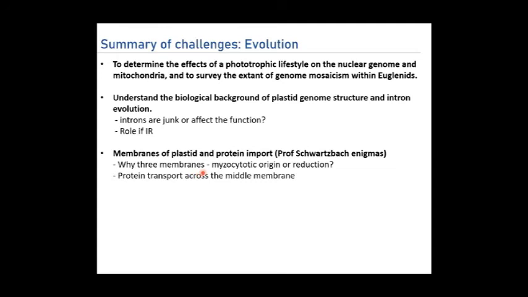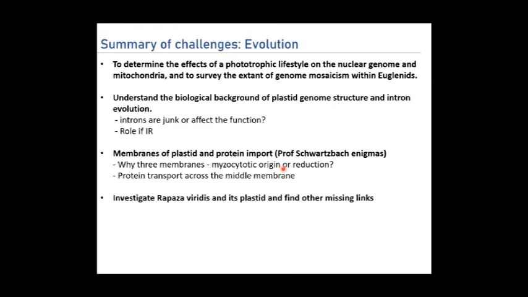Why three membranes, not four as we expected? Did the plastid originate by myzocytosis and have three membranes from the very beginning, or was one membrane reduced, and which? How do proteins transport across the membranes, particularly the middle membrane, which is still quite mysterious?